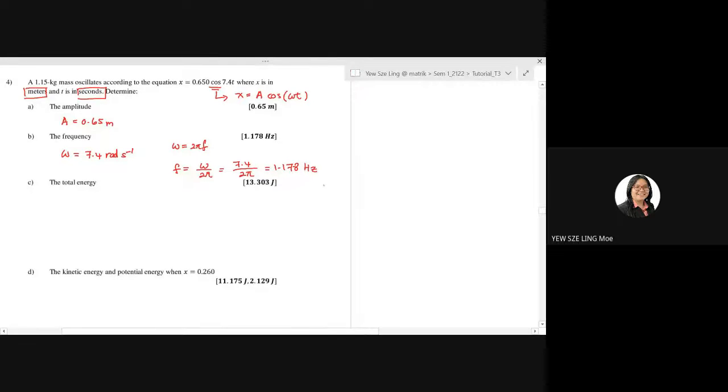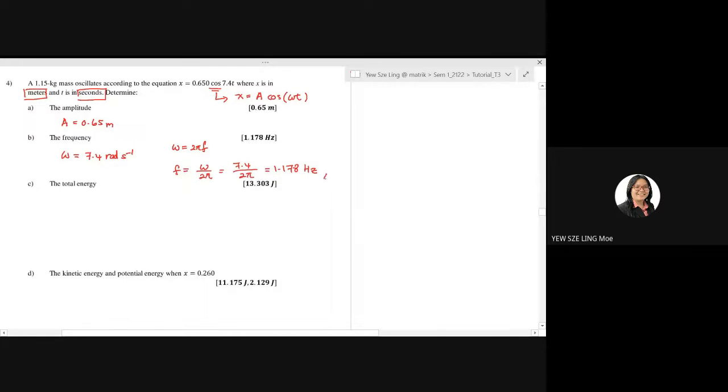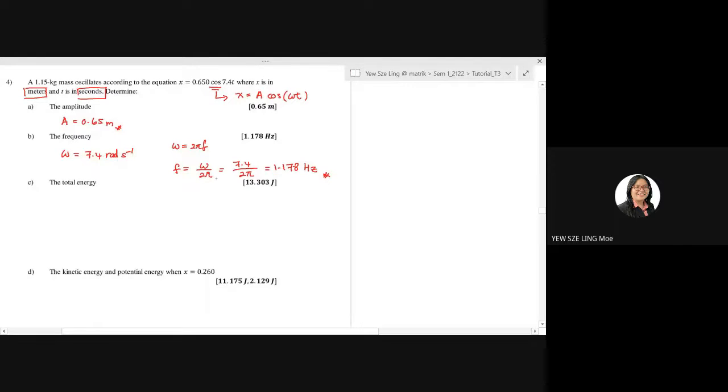So that is the answer for question B. Okay, so you see, by comparisons, you can solve so many questions already. Next, the total energy. So total energy is E. So how are we going to calculate total energy?